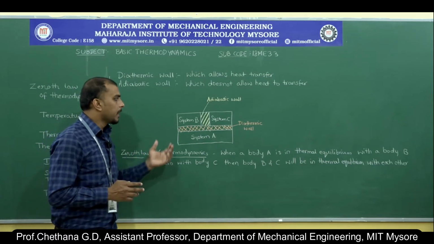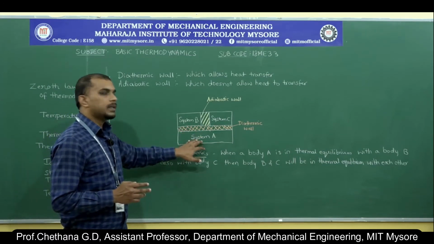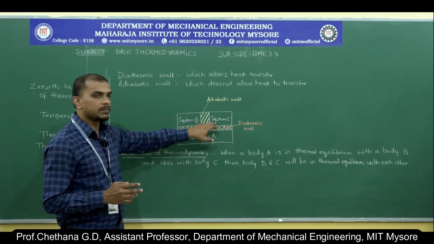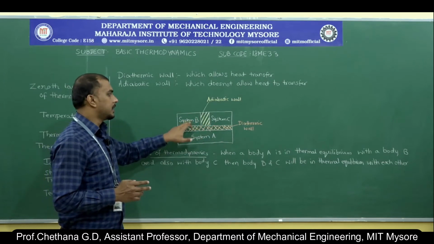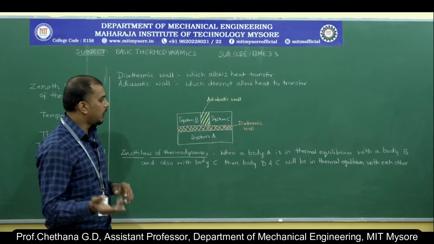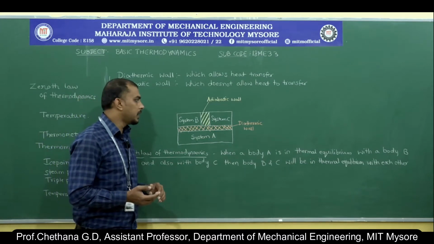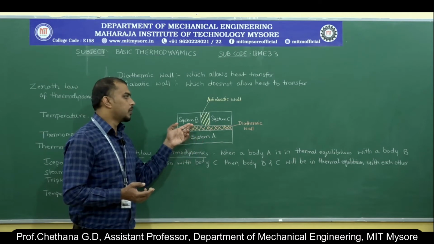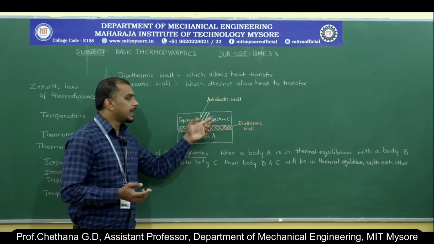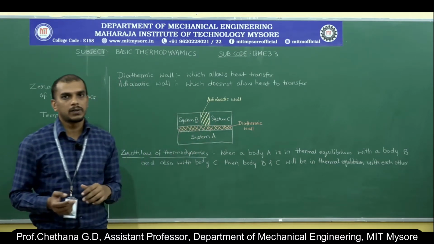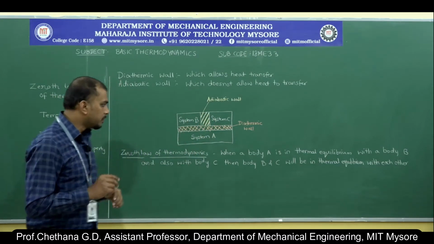What does it say? If system A is in thermal equilibrium with system B and also with system C separately, then systems B and C are in thermal equilibrium. There is one more way by which you can define it. If one body is in thermal equilibrium with two bodies separately, then all of them will be in thermal equilibrium with each other.